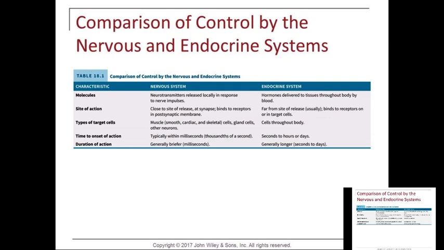The target cells for the neural system could be smooth muscle, cardiac muscle, and skeletal muscle, and for the endocrine system, cells throughout the body. The time to onset of action with the neural system is typically within milliseconds, and with the endocrine system, seconds to hours or even days. And the duration could actually be even longer, whereas the duration for the neural system could be pretty short.